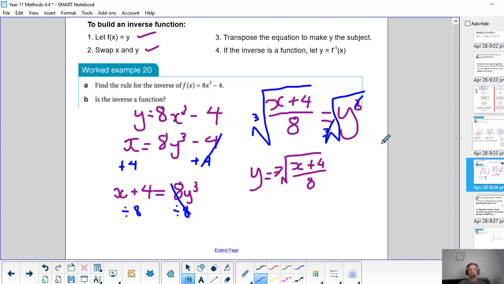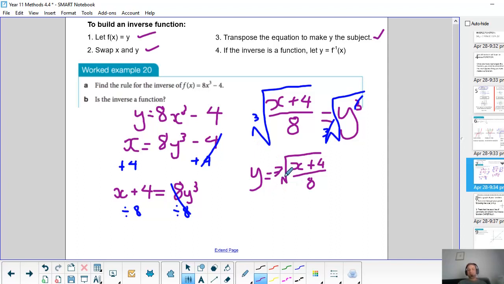Now we started with a pretty basic cubic, and we saw in the last example that pretty basic cubics are one-to-one, which means they have inverse functions. That probably means that this is going to have an inverse function as well. I'm now worried about question B and whether I can do step 4, because this step here was the completion of step 3. If the inverse is a function, we've got to write it using function notation.